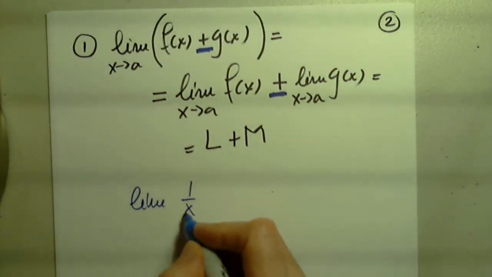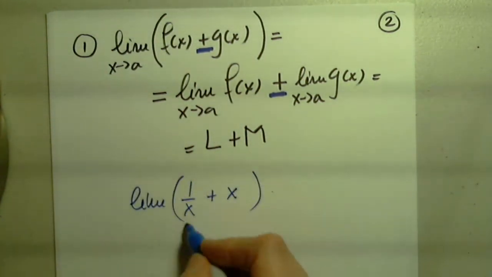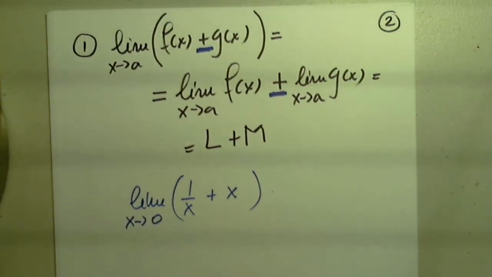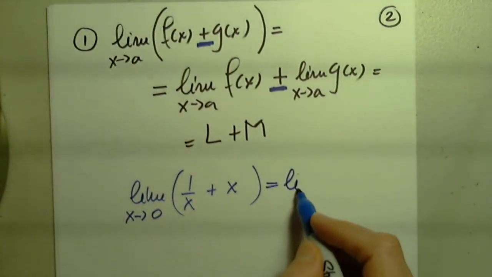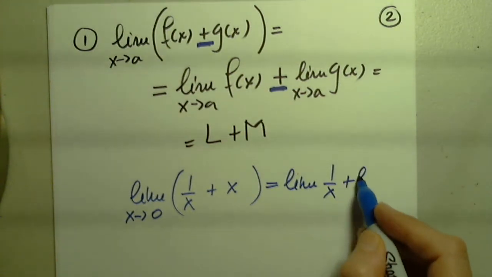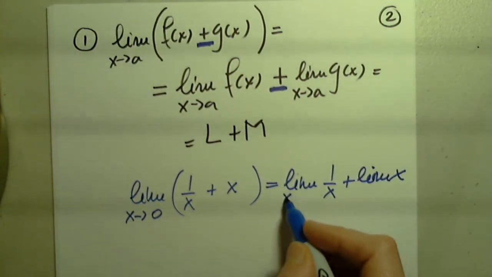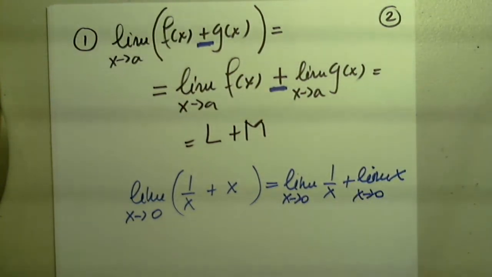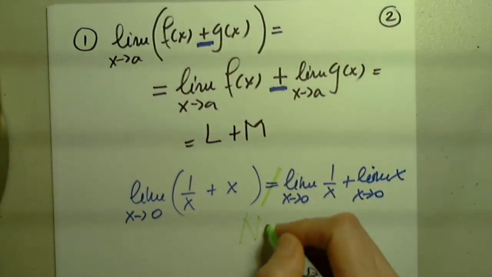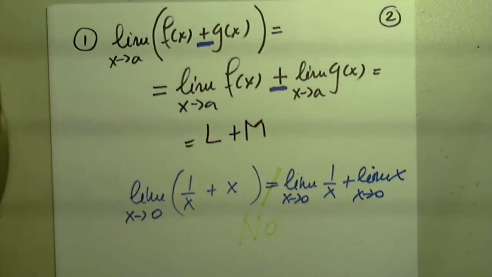The limit of 1 over x plus the limit of x as x approaches 0. Can I write the limit of 1 over x plus x as x approaches 0 as the sum of the two limits? Well, I'll help with this. The answer is no. No. And here's why.